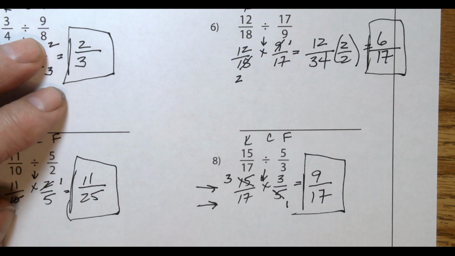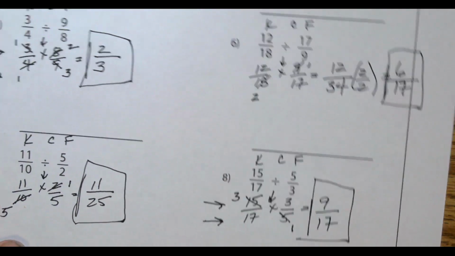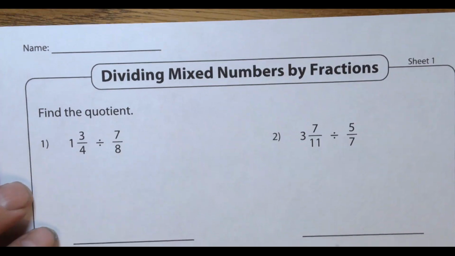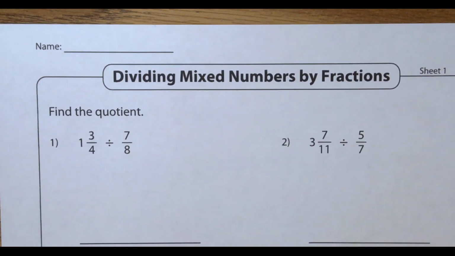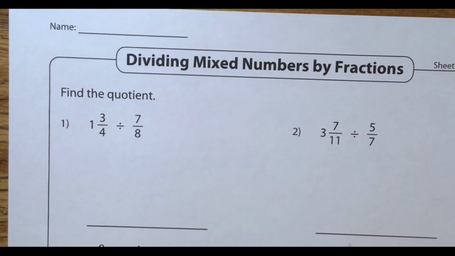Okay, the next situation that we might run into is where we have a mixed number. And when you're dividing mixed numbers, you have to change them back into an improper fraction so you can follow the same process. So let's show you what that looks like.